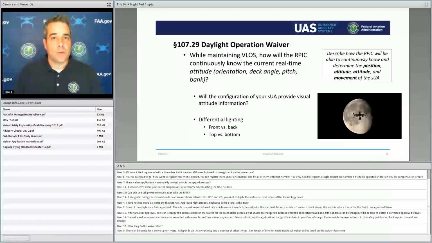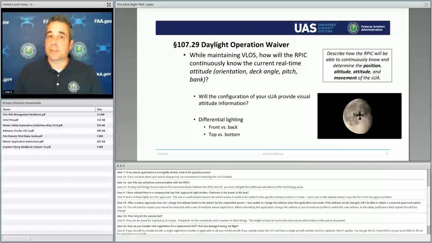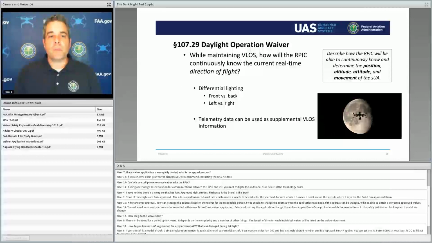So for example, a fixed wing UAS versus a quadcopter UAS, where maybe the fixed wing gives you clear indication of what direction it's going and where it's pointed. But how is that information going to be obtained by the remote pilot in command at night? Put that information in your waiver application.